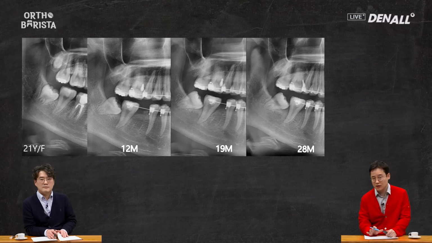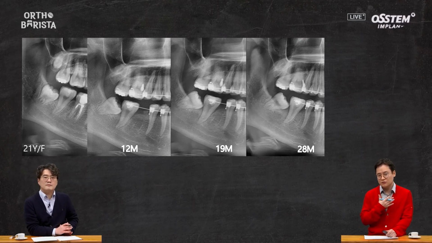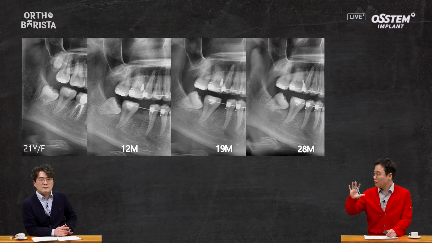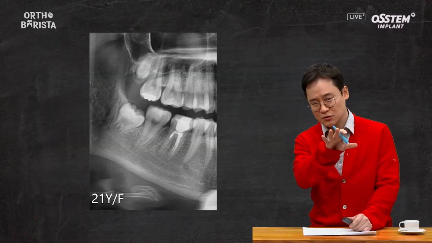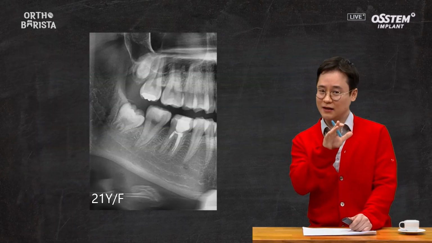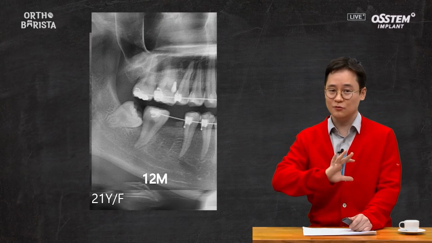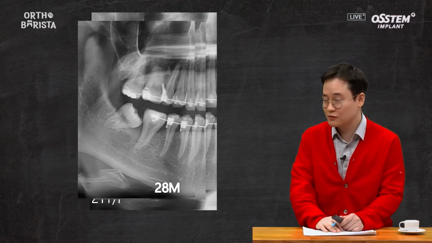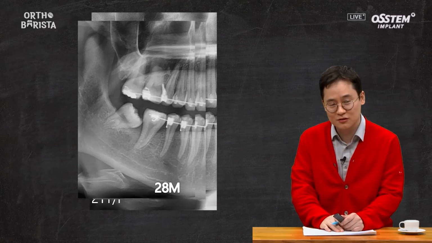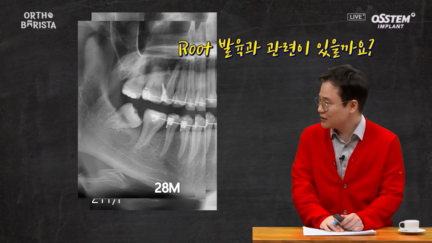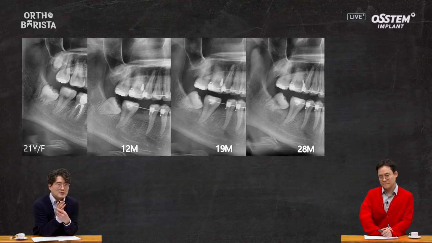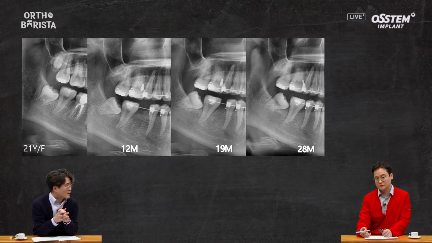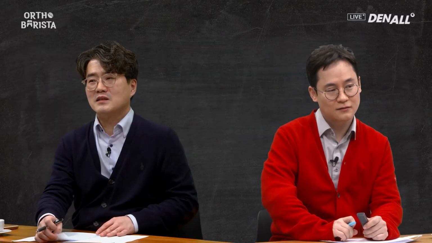Over 28 months, the tooth's behavior seemed inconsistent. Initially, it appeared to be uprighting, but as it moved forward, it tilted again. Considering this case in light of previous discussions, could the root development be a factor? Based on the initial state, the root seems underdeveloped. If we follow the principles, mesial tilting and slower mesialization could result from underdeveloped roots.